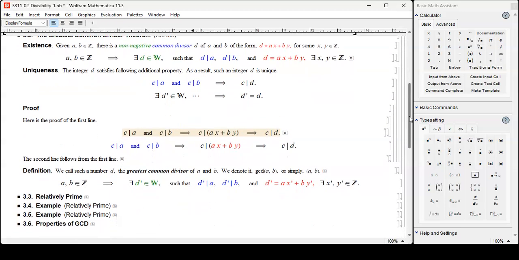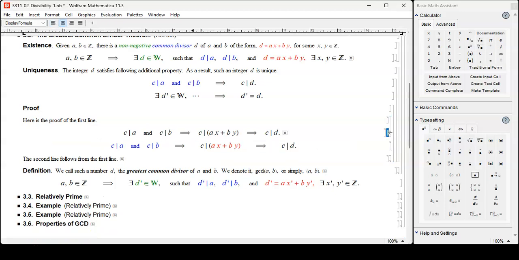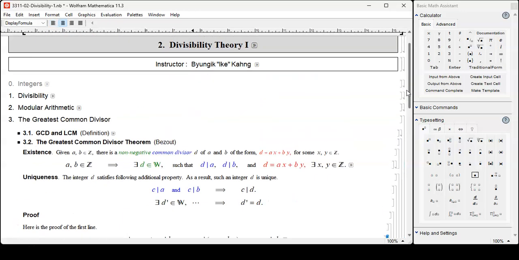And if you really want to get to the bottom of it, then you can re-express C divides A into A is some C times some integer, like CS, and C divides B into B is some C times some integer, say CT, and then rewrite D, AX plus BY, as these and manipulate, factor C out. Yeah, you can get to the bottom of it if you want to. But I don't think that's really necessary if you already went through section 1 of this notebook.